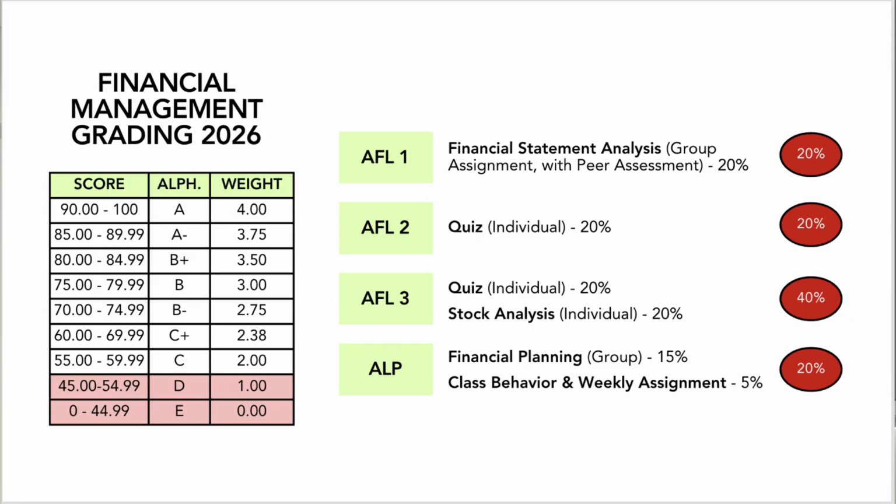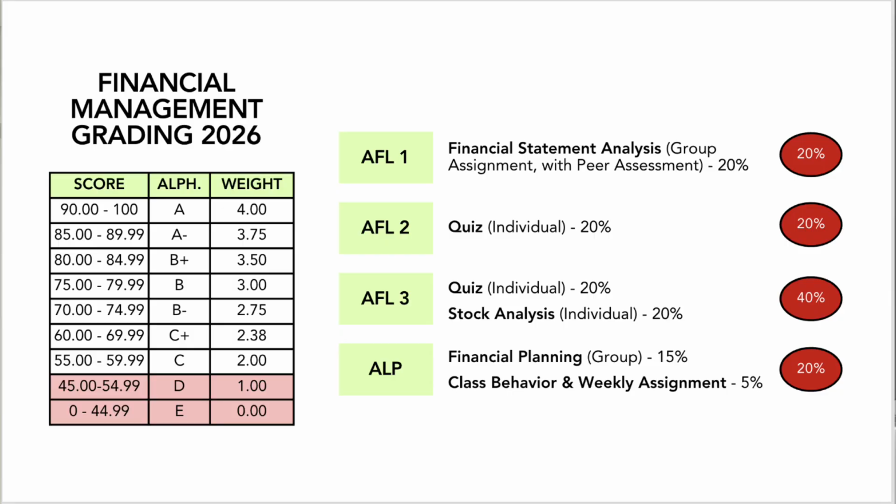Now AFL3. AFL3 will weigh 40% and all will be individual. It will be divided into two components. The first one is the corporate finance quiz, which is individual, and also the stock analysis report, which is also individual. And the last one is ALP. In the ALP, you need to create a financial planning report for your business project. It will weigh 20%. It will be a group assignment and there will be a question and answer session in week 16 to evaluate your understanding.